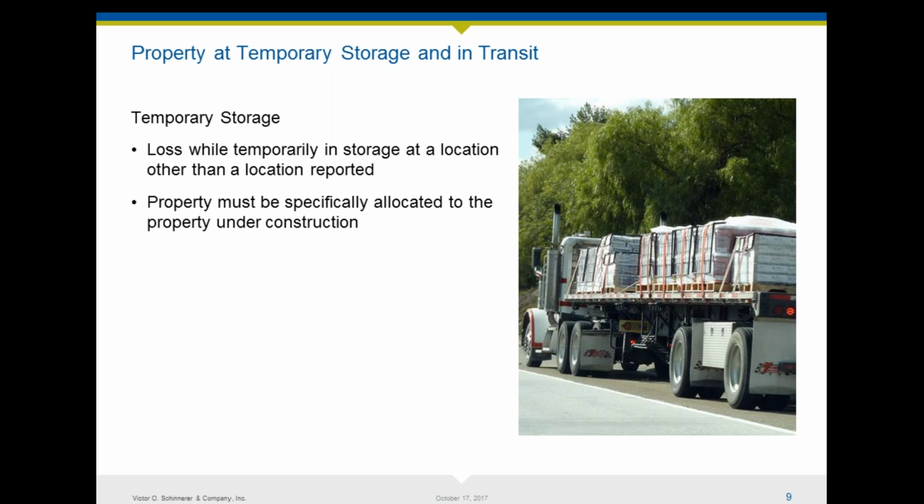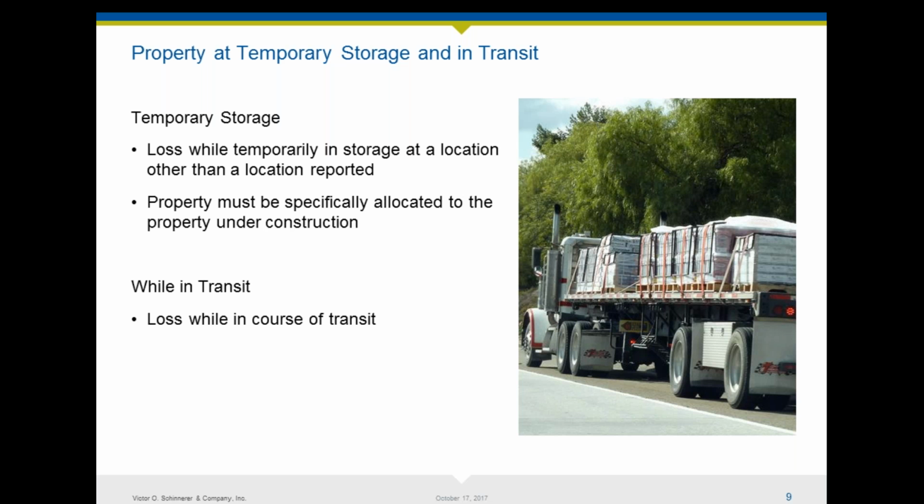And temporary storage, just what it sounds like, is for a loss while the materials are being temporarily stored at another location, and the materials must be specified or allocated for that specific property under construction. I get that question quite a bit. If it's a builder and he's building 10 homes, he needs to make sure that the windows or materials he's storing are already allocated to a specific location. Then if there happened to be a loss at that temporary storage location, we know those materials were going into that structure, so there would be coverage and the form would respond.